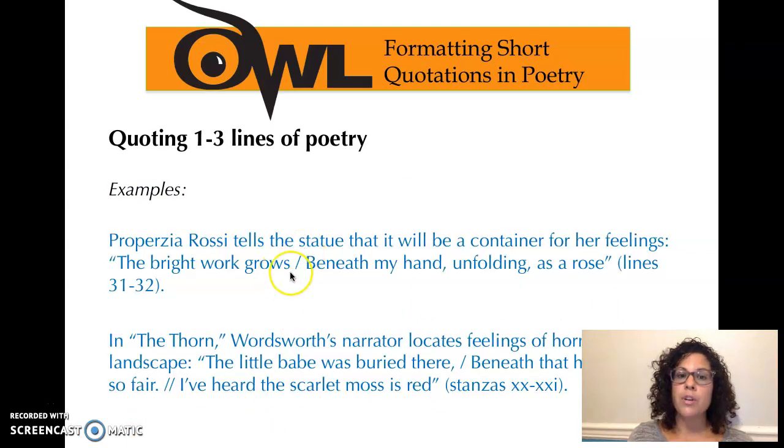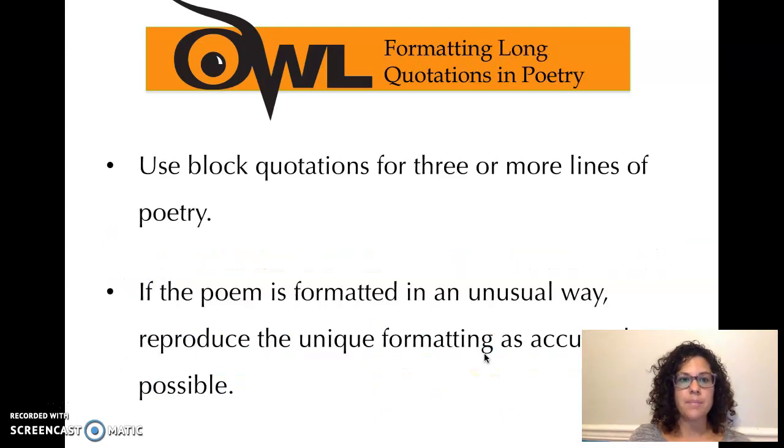When you're doing poetry, you're going to be using slashes, and you're going to give line numbers. Here is the author here, and you could put the author there if you would prefer. And if it is stanzas, you could do that as well. So it kind of depends upon the poem and how you're going to cite it. So remember to use block quotations for more than 3 lines of poetry.